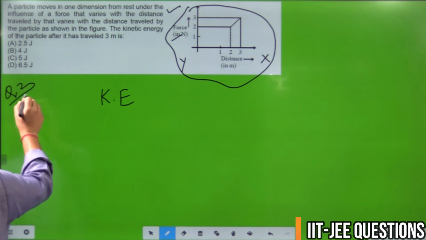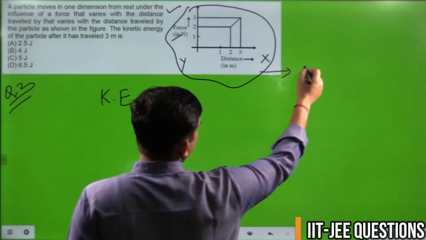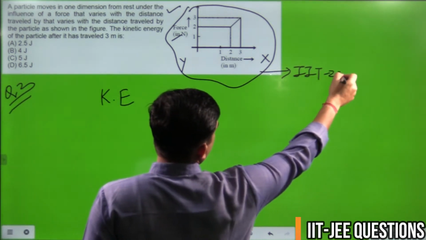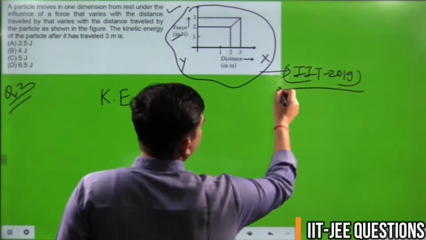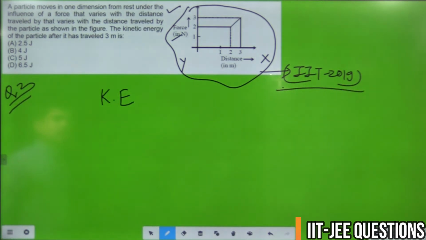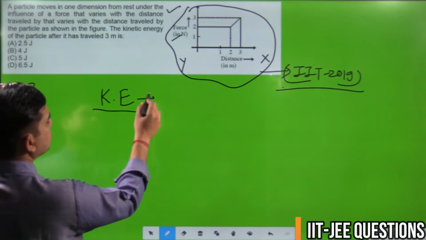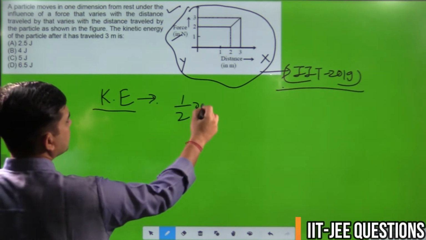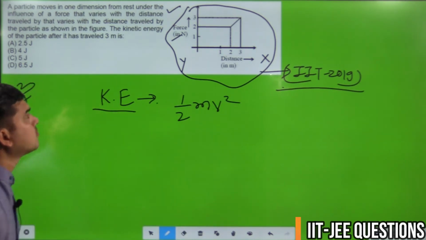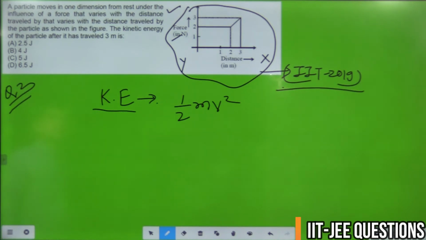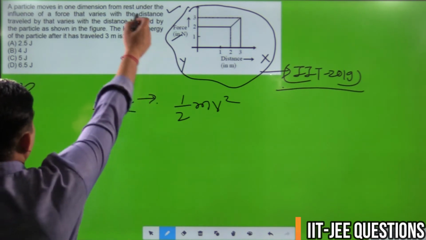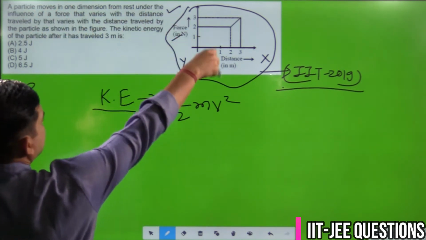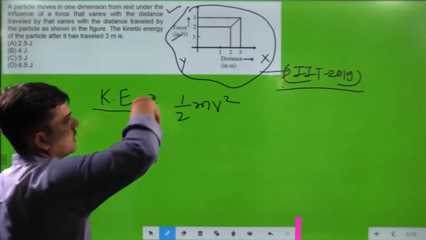The second question also 2019. Kinetic energy. Formula of kinetic energy is half mv square. Simple. And the other given quantity in the question is a particle moving in one direction from rest under the influence of force. It means you have to calculate this area.